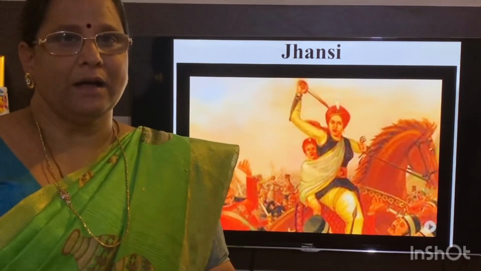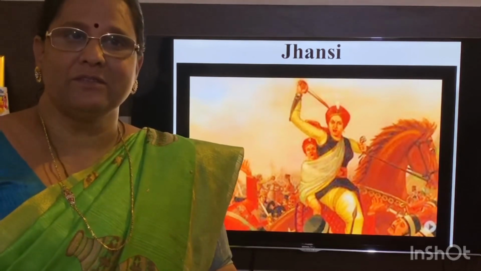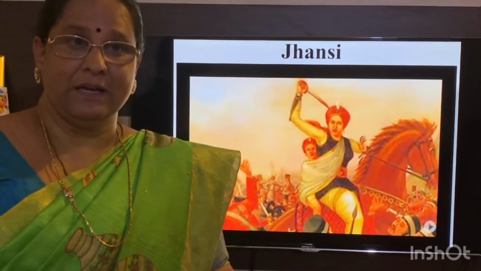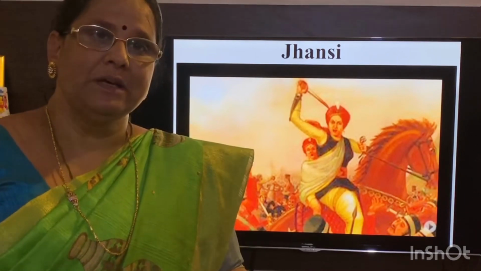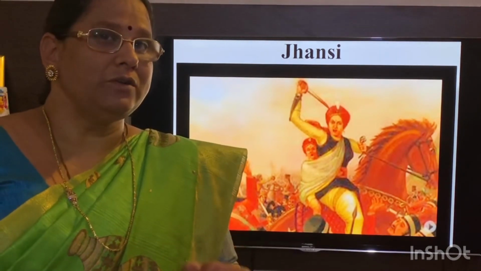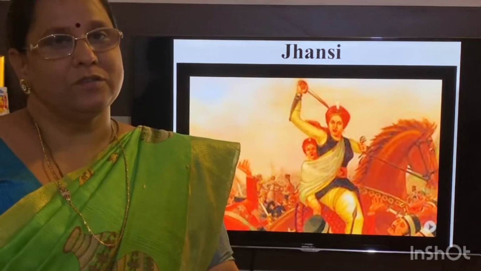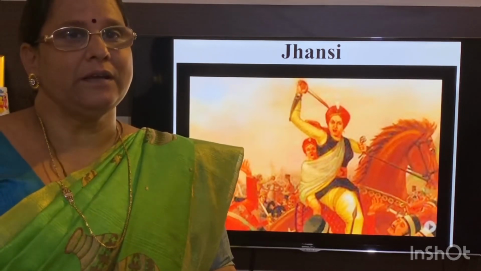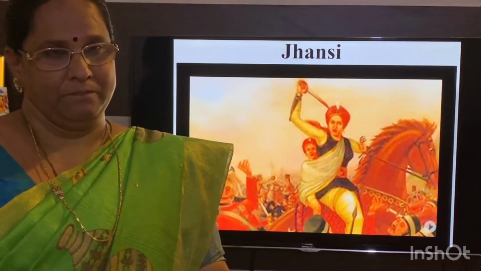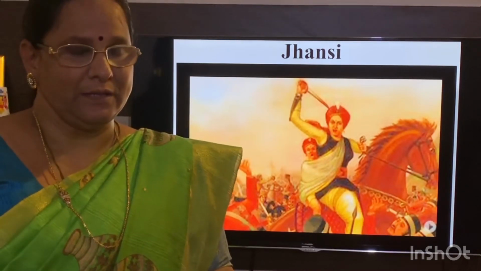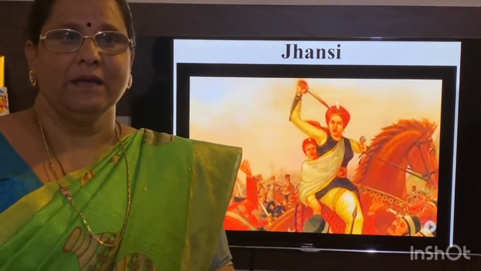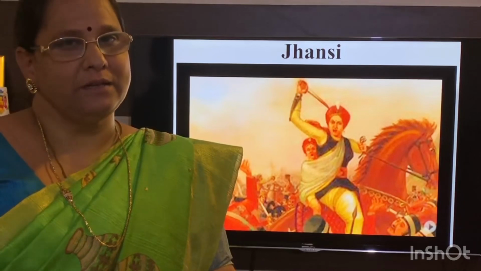She wanted her adopted son to be the next ruler. But as you remember, in the previous session I taught you about the doctrine of lapse. According to the doctrine of lapse, an adopted son cannot rule the kingdom. So due to that, the English came to Jhansi and asked her to surrender her kingdom. And Jhansi refused it. That is, Rani Lakshmibai refused to surrender her kingdom and declared war against the English.